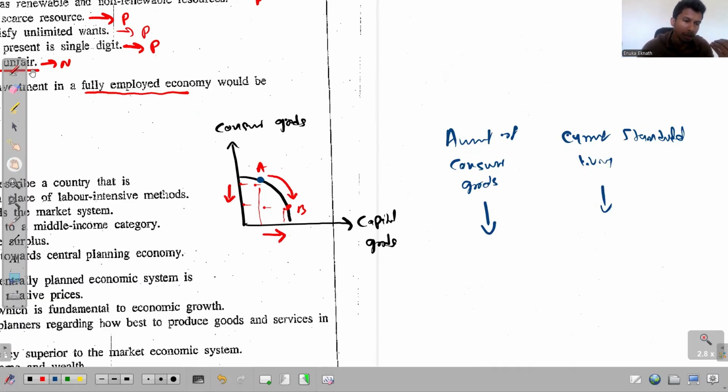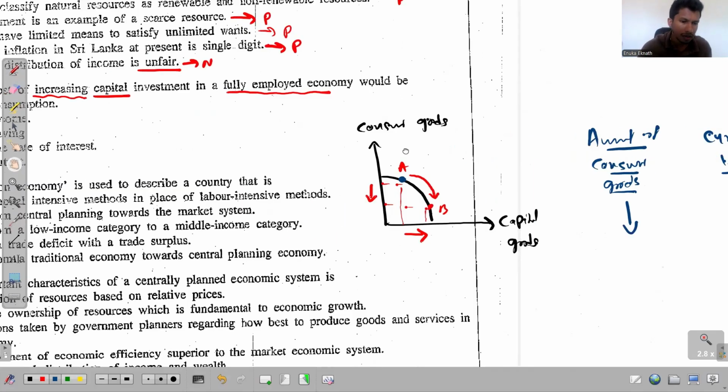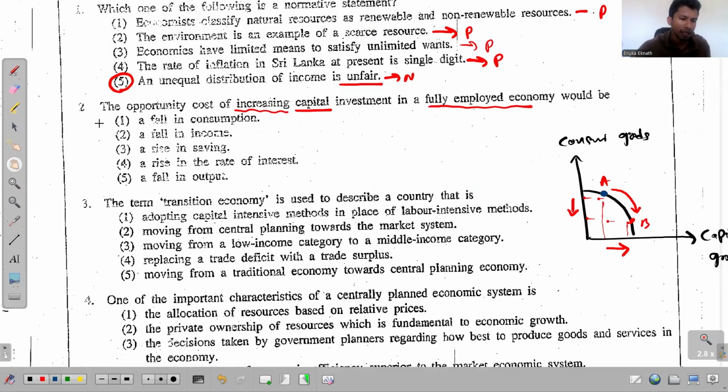This is the opportunity cost of increasing the amount of capital goods. Whatever the available amount to produce consumer goods gets decreased, and even the current standard of living decreases. So that's the opportunity cost, and we'll try to recognize that answer. The first one, a fall in consumption. And the second one, a fall in income. No, nothing happens to the level of income. And a rise in savings. Once again, that's not what happens.